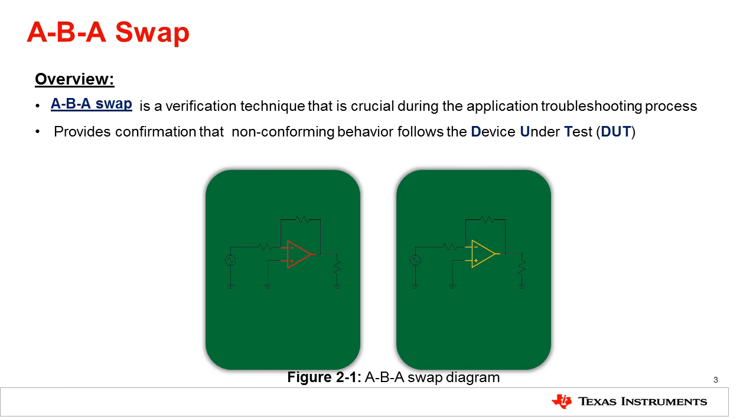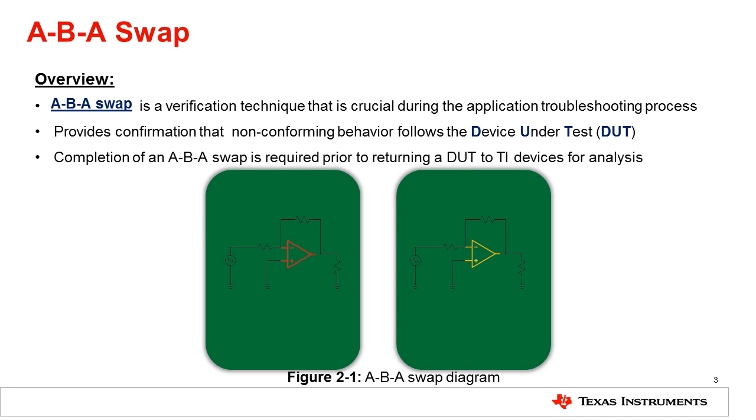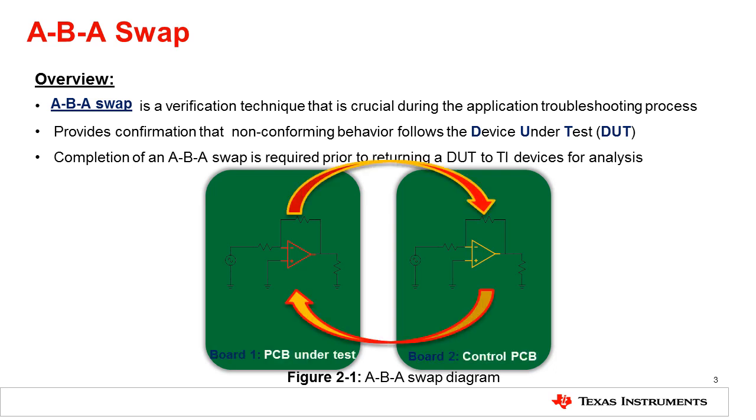Completion of an ABA swap is strongly recommended before requesting verification analysis through the authorized TI distributor or TI.com. Figure 2-1 provides an animation of the ABA swap to depict the process. The DUT is interchanged with the matching device of a known good PCB. Additional details will be provided in the remaining slides.